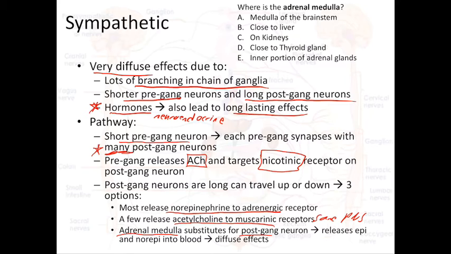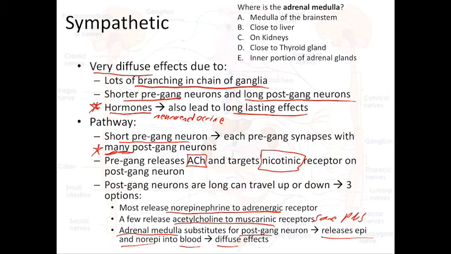So we don't have a postganglionic neuron in this case. We just have a preganglionic neuron going to the medulla of the adrenal gland. It causes epinephrine and norepinephrine to release into the blood, and it's going to go all over the body and give us very diffuse effects.